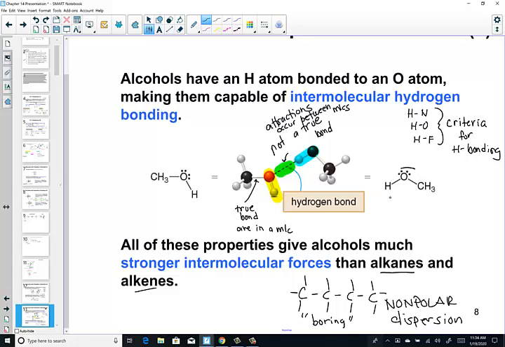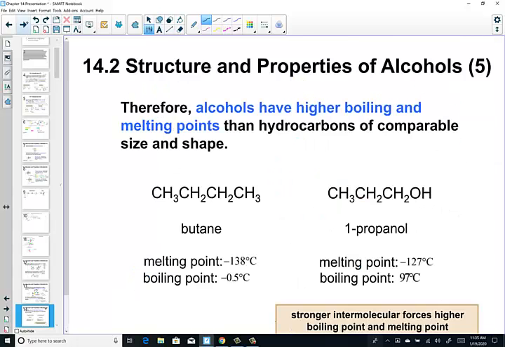But now all of a sudden I have some OH criteria. This is a very exciting molecule. The excitement comes from the ability to form stronger intermolecular attractions. Those molecules are sticky to each other. They adhere to one another based on opposite charges of their polarity, their unequal distribution of electron charge. So alcohols, because they have these high intermolecular attractions known as hydrogen bonding, have very high boiling points. They have very high melting points compared to those boring hydrocarbons of comparable size and shape.